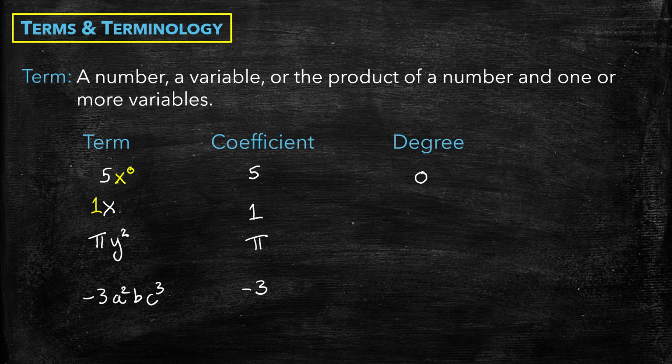The degree for x, well, it's not written, but the exponent is 1. So that degree is 1. For pi y squared, the exponent is 2. And the only place where we have to get a little more creative is here, where we would need to add the exponents. So 2 plus 1 plus 3 equals 6, the degree of this term. We'll mostly be dealing with single variables as we look at polynomials, but that's a good fact to know.